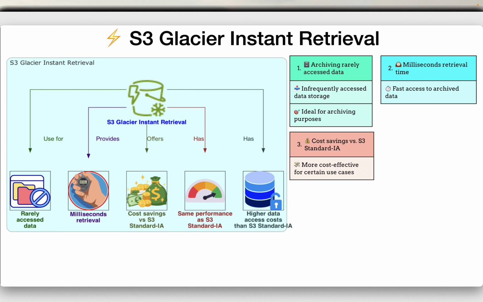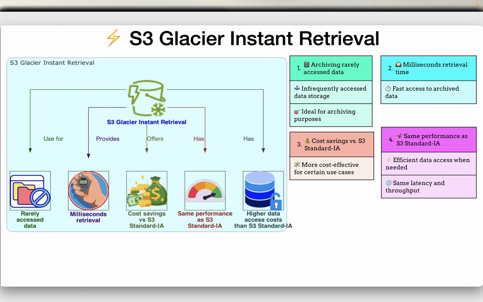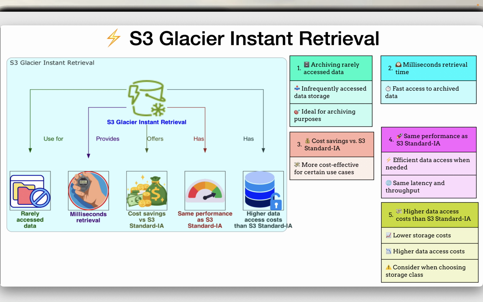Storing data in S3 Glacier Instant Retrieval offers cost savings compared to using the S3 Standard infrequent access storage class, making it a more cost-effective option for certain use cases. Despite the cost savings, S3 Glacier Instant Retrieval provides the same latency and throughput performance as the S3 Standard-IA infrequent access storage class, ensuring data access when needed. While S3 Glacier Instant Retrieval offers lower storage cost, it is important to note that data access costs are higher compared to S3 Standard-IA, which should be considered when choosing the appropriate storage class for your needs.